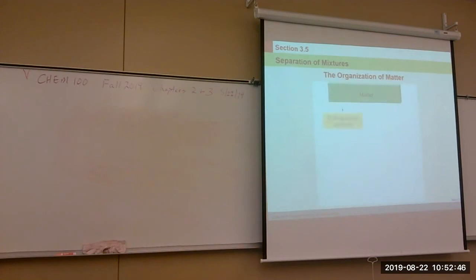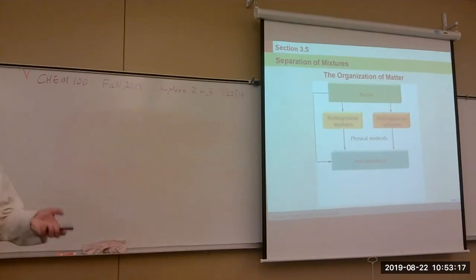Okay, this is just an organization tool. If you like flow charts, fine, if you don't. But if you start with matter, you could have either a heterogeneous mixture or a homogeneous mixture, possibly. You could also have a pure substance. It doesn't have to be a mixture. And you can separate your mixtures by physical means. A physical process will separate them into pure substances. Either one. Or you could have pure substances already.